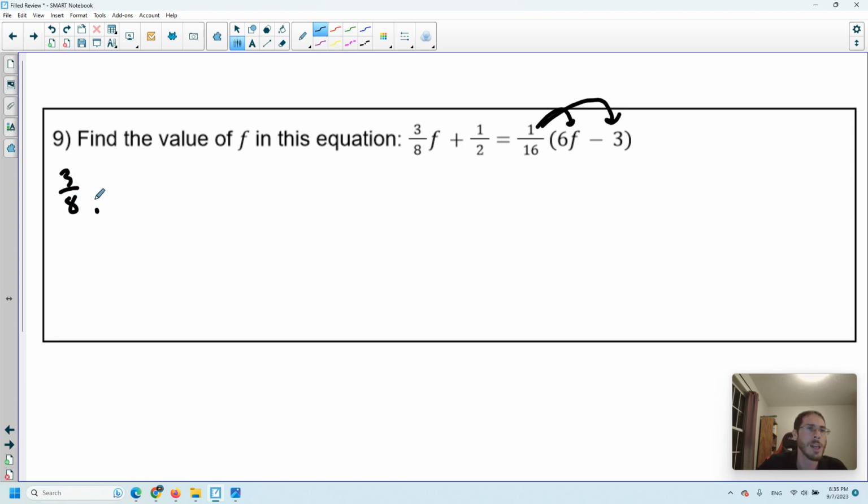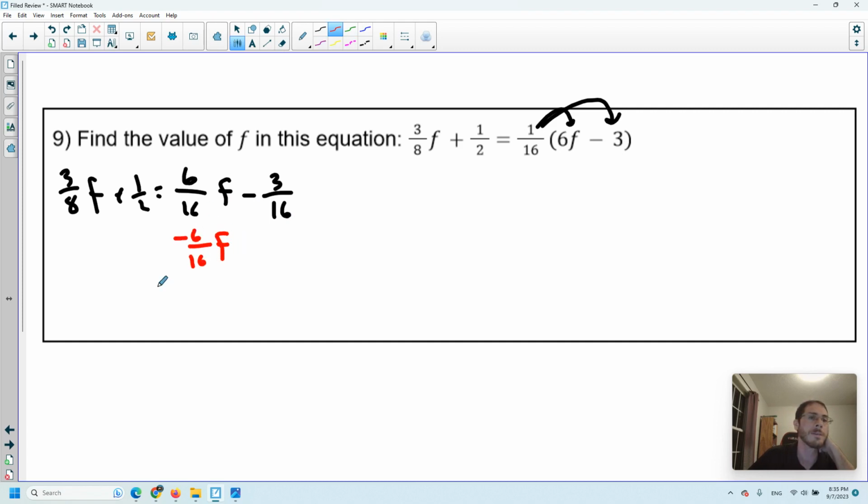So we get 3/8 f plus 1/2 equals 6/16 f minus 3/16. All right. Well, the plan is we got to get all the letters on one side, numbers on the other. So let's move one of these f's. Since I did it to the left side last time, I'm going to do that again. So I'm going to do minus 6/16 f on both sides.